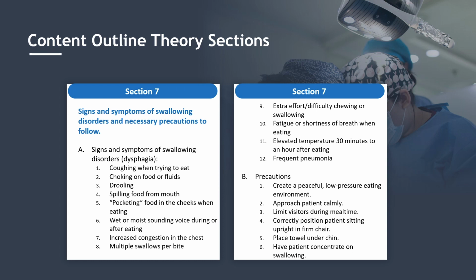Section 7. Signs and symptoms of swallowing disorders and necessary precautions to follow. Signs and symptoms of swallowing disorders: dysphagia, coughing when trying to eat, choking on foods or fluids, drooling, spilling food from mouth, pocketing food in cheeks when eating, wet or moist-sounding voice during or after eating, increased congestion in the chest, multiple swallows per bite, extra effort or difficulty chewing or swallowing, fatigue or shortness of breath when eating, elevated temperature 30 minutes to an hour after eating, and frequent pneumonia.